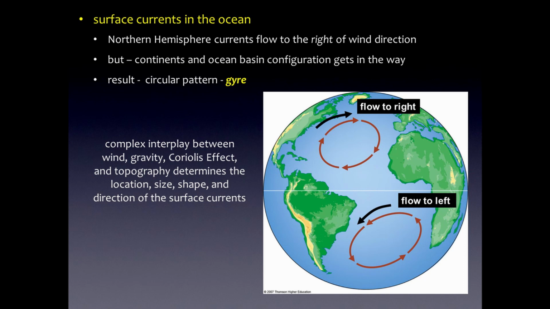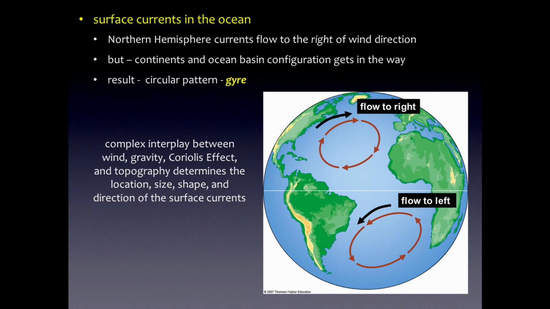Eventually, the continents and the ocean basin itself, the way it's configured, get in the way, and this causes the currents to change direction. The end result of this is the formation of a circular pattern known as a gyre. So these gyres form as a result of the complex interplay between wind, gravity, which will eventually play a role, the Coriolis effect, the way our coastlines and oceans are shaped, and where our continents are positioned.